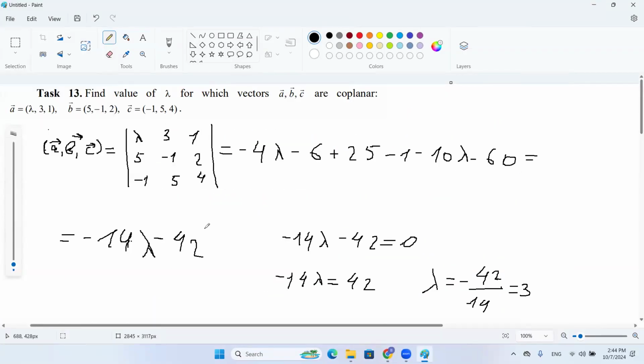Or maybe you have questions about task number 13. Yes, you have a mistake. Where? It will be minus 3. Sorry? It will be minus 3. Yes, thanks. Losing signs is a bad practice.